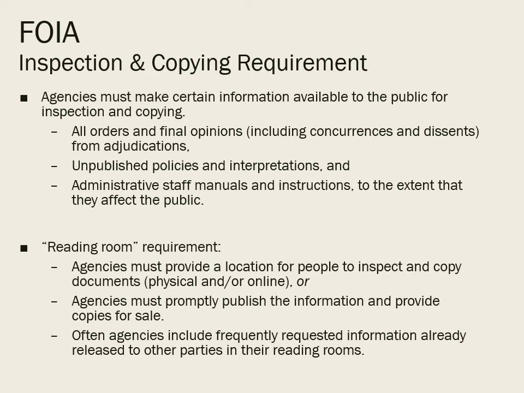There is also an inspection and copying requirement. And this requires that agencies make certain information available to the public. Inspection is just the right to view the information. Copying, as you've probably guessed, is the right to make a copy of that information. So all orders and final opinions from adjudications, any unpublished policies and interpretations that the agency relies on for conducting its business, administrative staff manuals, instructions that affect the public somehow, those have to be made available to the public.